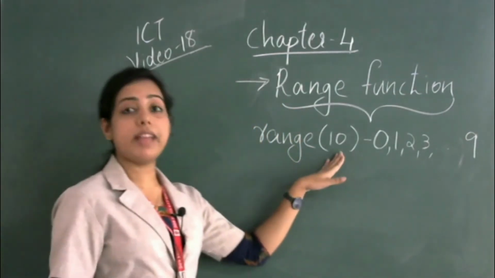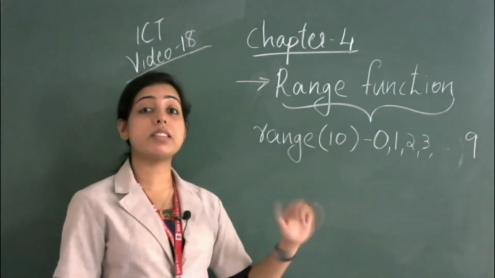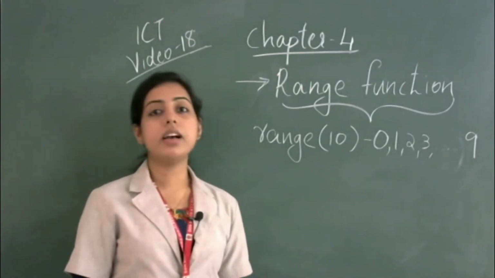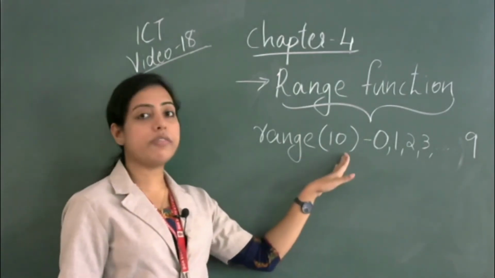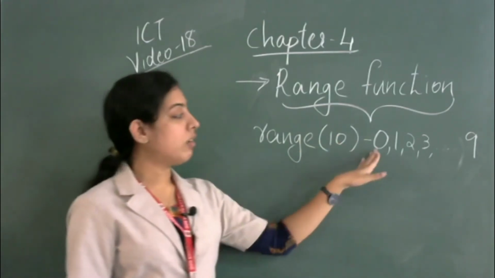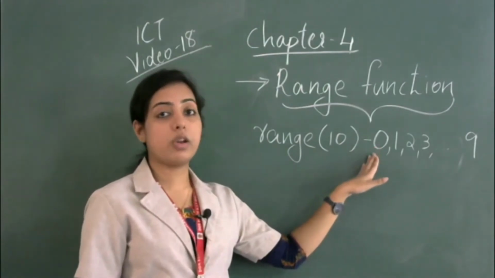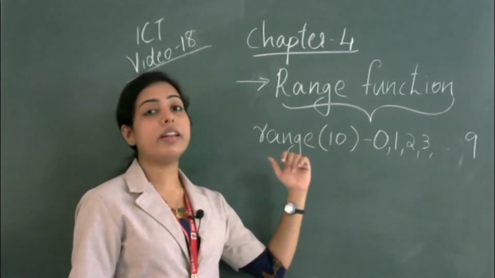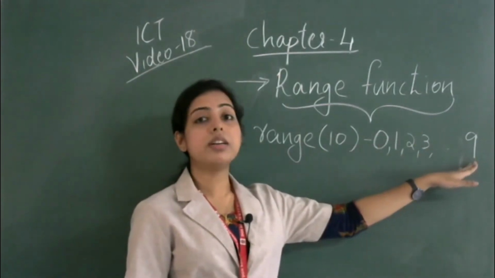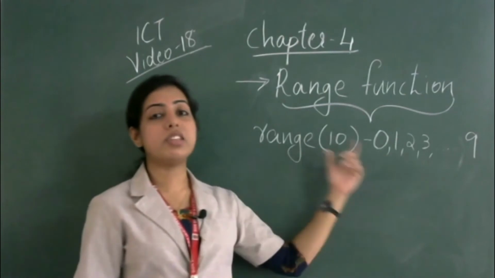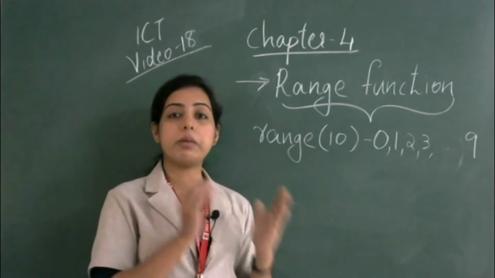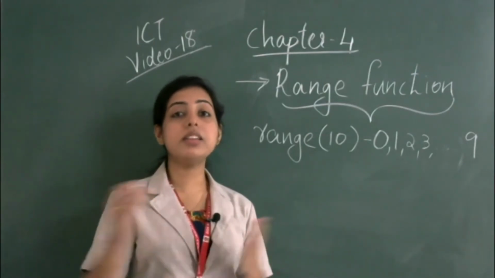It will print 10 numbers, but the starting number will be 0. So how many numbers are there? 10 numbers. This is what range of 10 indicates. So if it is range of 11, what will our output be? The starting number will always be 0 because we didn't specify the starting condition. So the starting value will be 0, and 0 up to 10 will be printed if it is range of 11. If it is range of 20, what will our output be? From 0 to 19, 20 numbers.